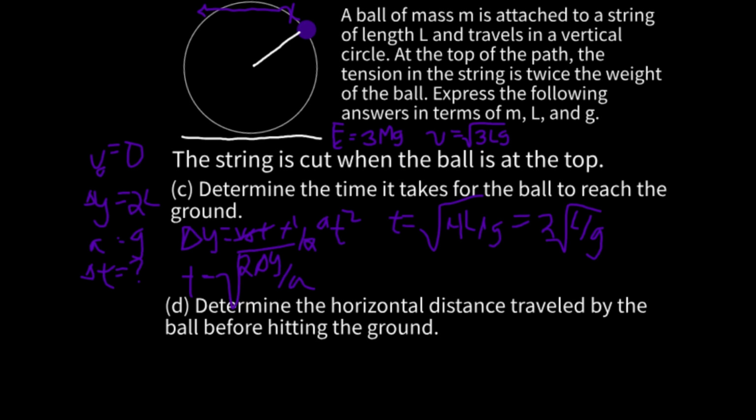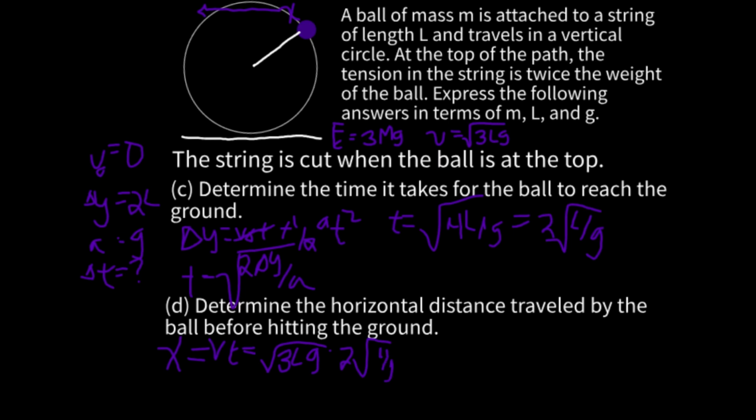For part D, we want to determine the horizontal distance traveled by the ball before it hits the ground. Alright, so we're looking at our horizontal variables, and we can actually use the equation x equals vt, change in horizontal position is horizontal velocity times time. From the previous part, we have v equals square root of 3Lg. And then from part C, we have 2 square root of L over g.